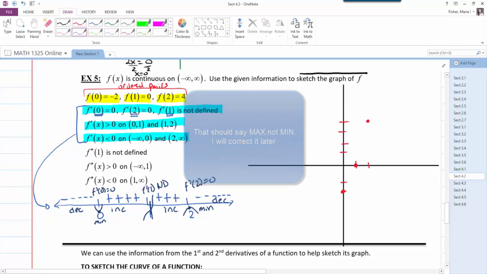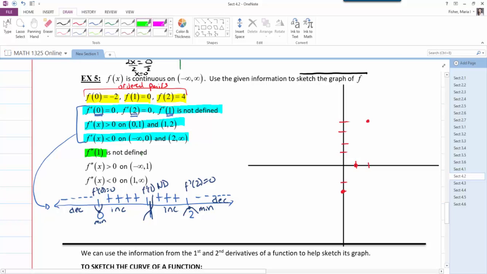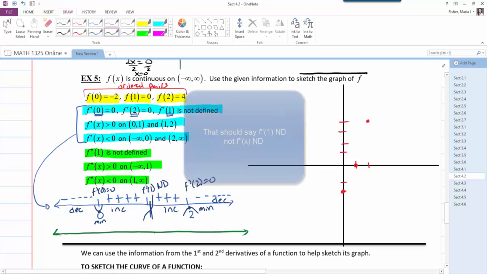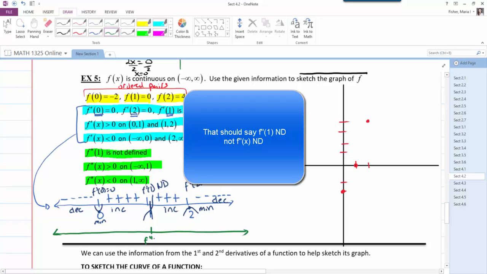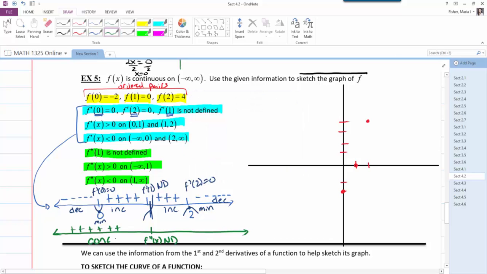What else do I know? I'm also given information about my second derivative. I know that my second derivative is not defined at 1. So if I draw a number line, at the value of 1, f double prime of x is not defined. I also know that the second derivative is greater than 0, so it's positive, in the interval from negative infinity to 1, which means I'm concave up. And I'm negative in the interval from 1 to infinity, which means I'm concave down. So that's all the information I have.